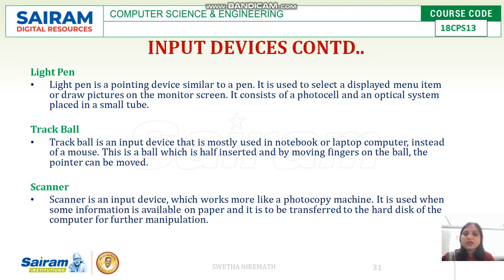The trackball is an input device most used in notebooks and laptop computers. Like the mouse, we use the trackball as well. The scanner is used to read data and make a soft copy. For example, if you have a printed copy and want a soft copy of it, you scan it and store the data in the computer system for further manipulation.